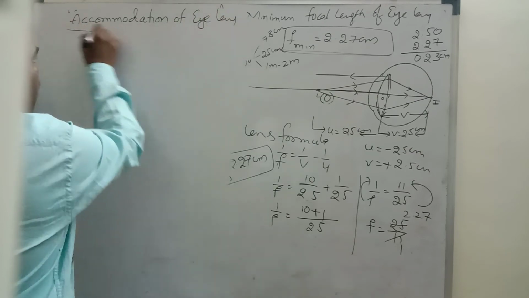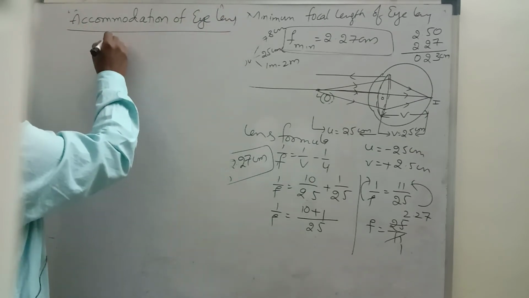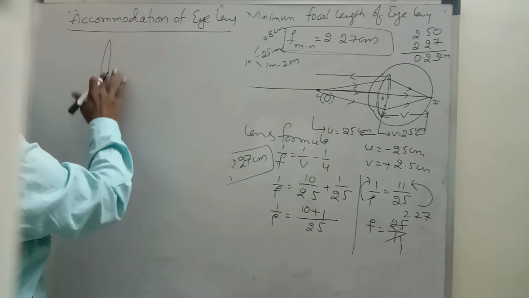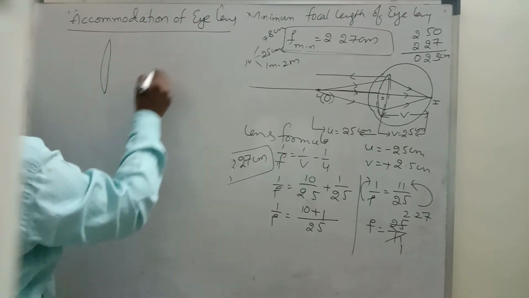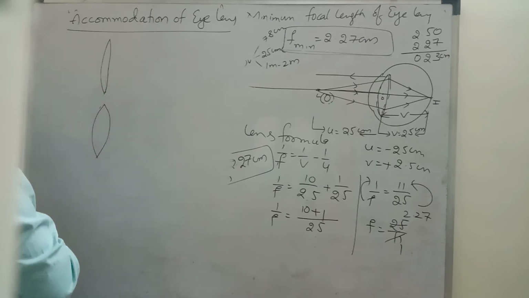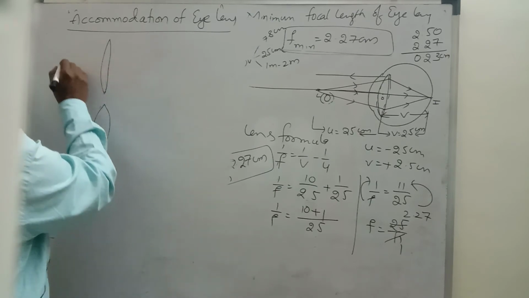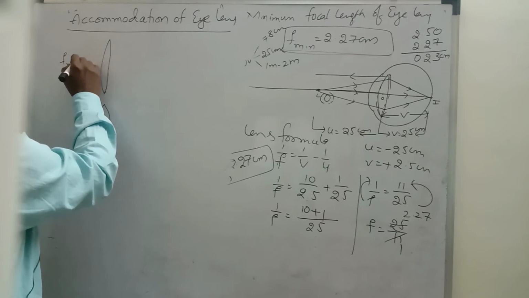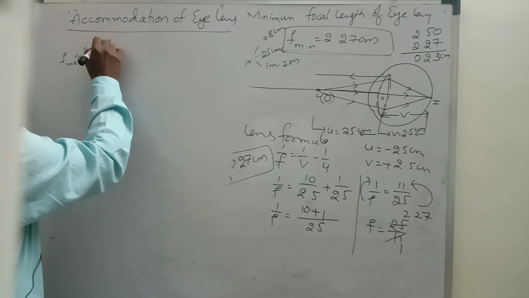Accommodation of eye lens. Accommodation means if you see a farther object, our eye lens contracts and becomes very thin. If you see a nearer object, our eye lens slightly expands. Whenever it expands, what is the maximum focal length? The maximum focal length is 2.5 centimeter.